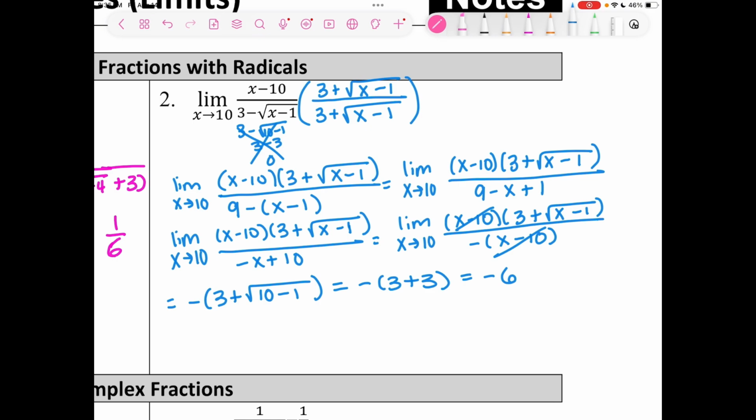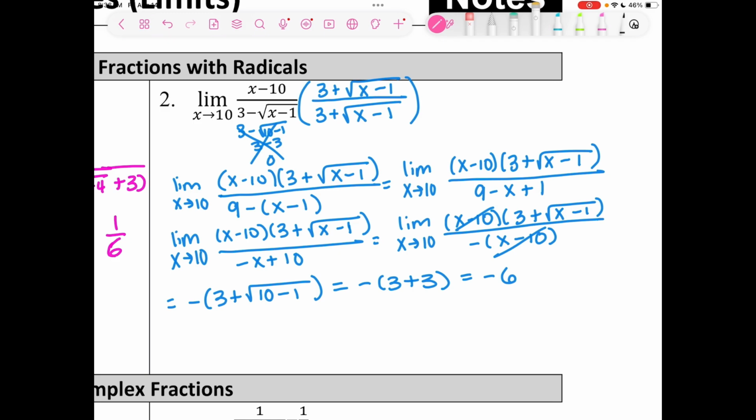So taking a look at this, the first thing I noticed was that if I try to direct substitute in the denominator, I end up with 3 minus 3, which is 0, and so that's not going to work, right? And so instead I noticed that I could multiply by the conjugate, right? The conjugate of 3 minus the square root of x minus 1 is 3 plus the square root of x minus 1. And so I multiply numerator and denominator by that.